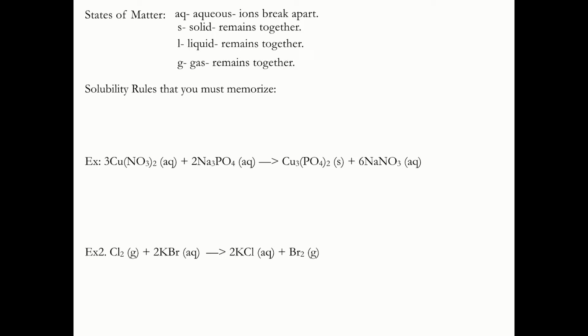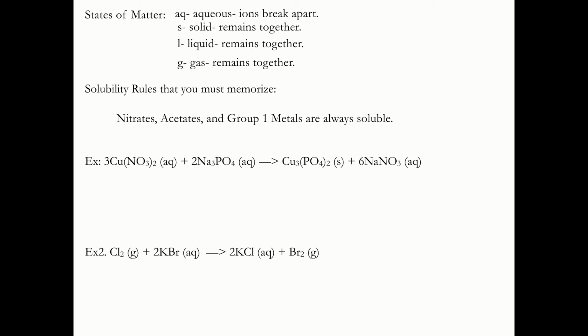Now, there are a lot of solubility rules that you learned when you learned how to write double replacement reactions. However, the only solubility rules that you have to remember are that nitrates are always soluble, acetates are always soluble, and group 1 metals are always soluble. So whenever you have a compound with nitrate, acetate, or a group 1 metal, those will always be soluble. They will be aqueous, so you will break them apart.